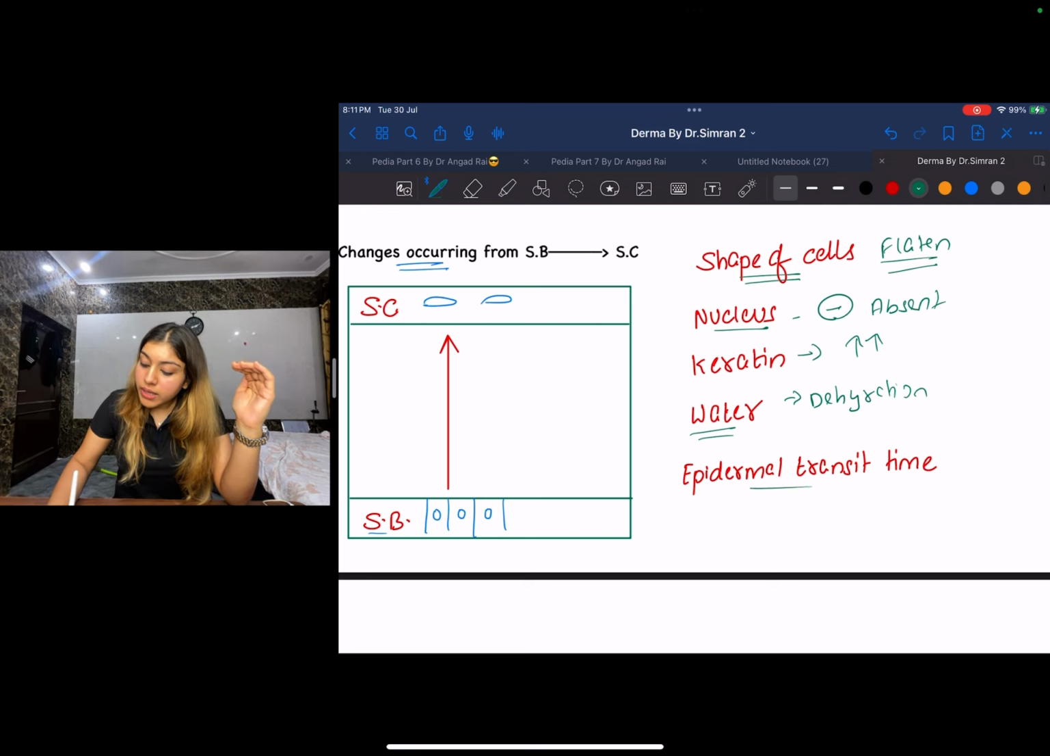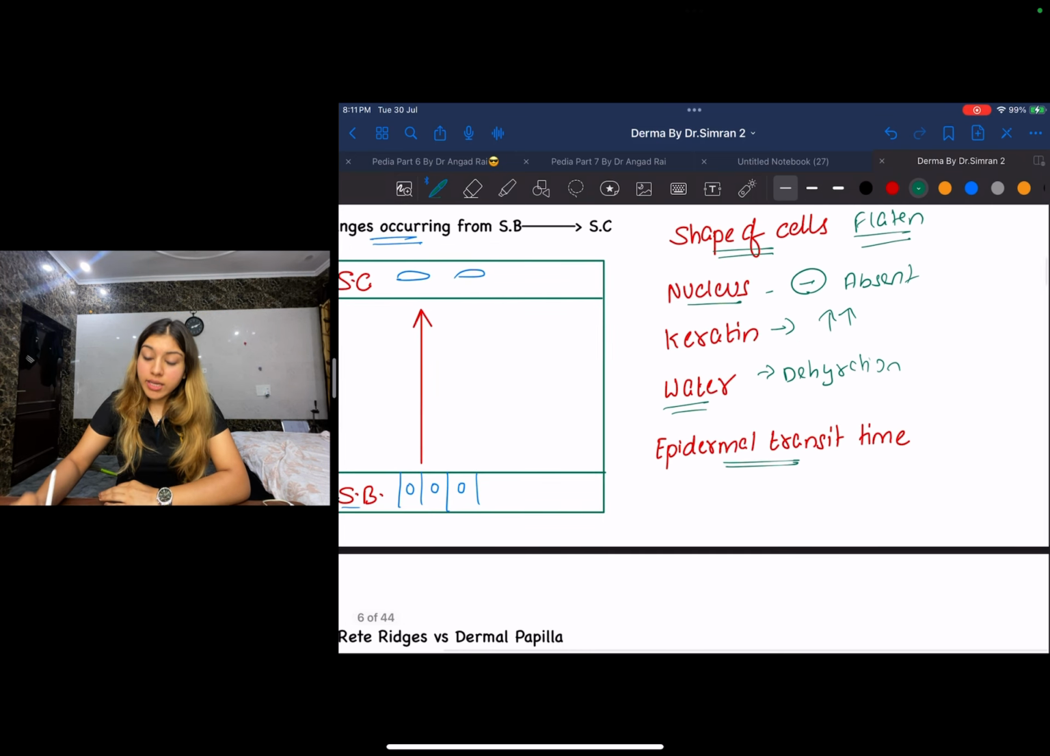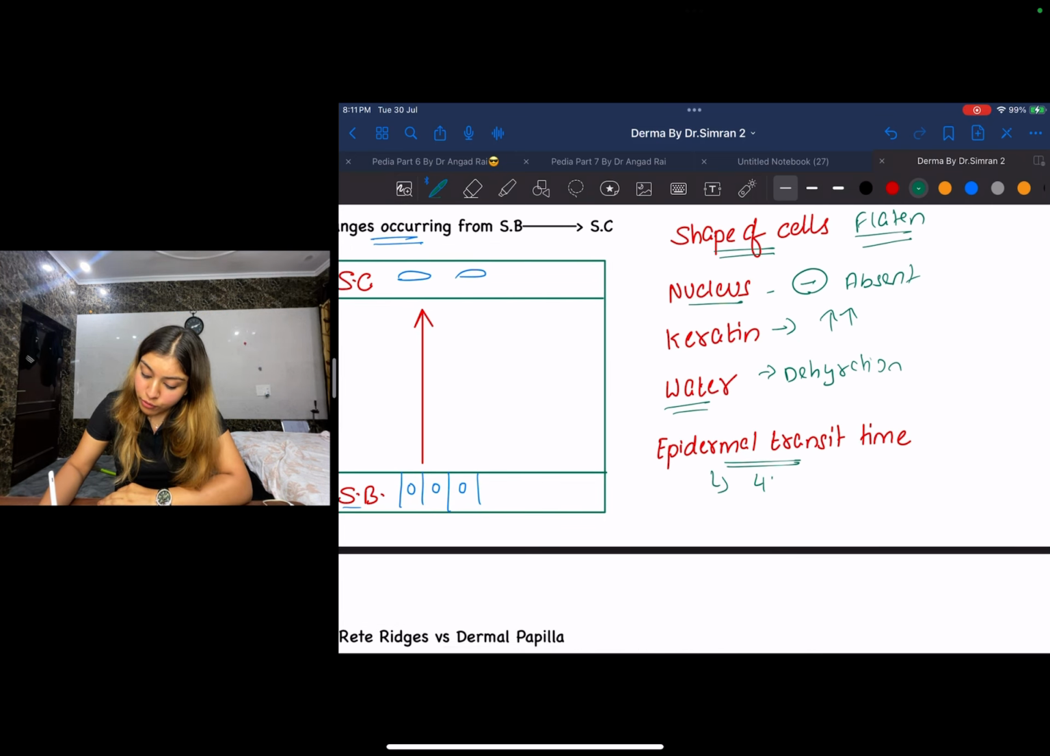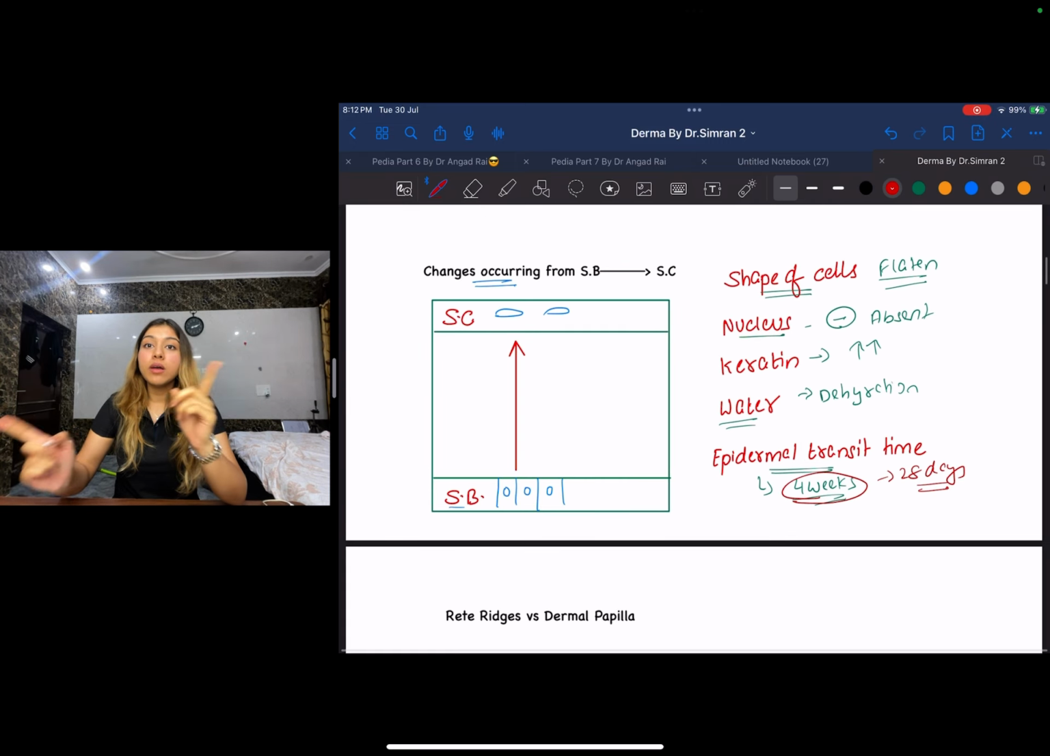Now, epidermal transit time. What is epidermal transit time? It is the time taken for your stratum basale to convert into your stratum corneum. And what is the normal epidermal transit time? That is going to be 4 weeks. Why do I need to know this? Because as we discuss further, in psoriasis your epidermal transit time decreases, to just 3 days, and there will be hyperkeratosis. So what is our normal epidermal transit time? 4 weeks, 28 days, right? But what happens in psoriasis? It becomes 3 days, with hyperkeratosis. Okay, so we have to keep coordinating everything.